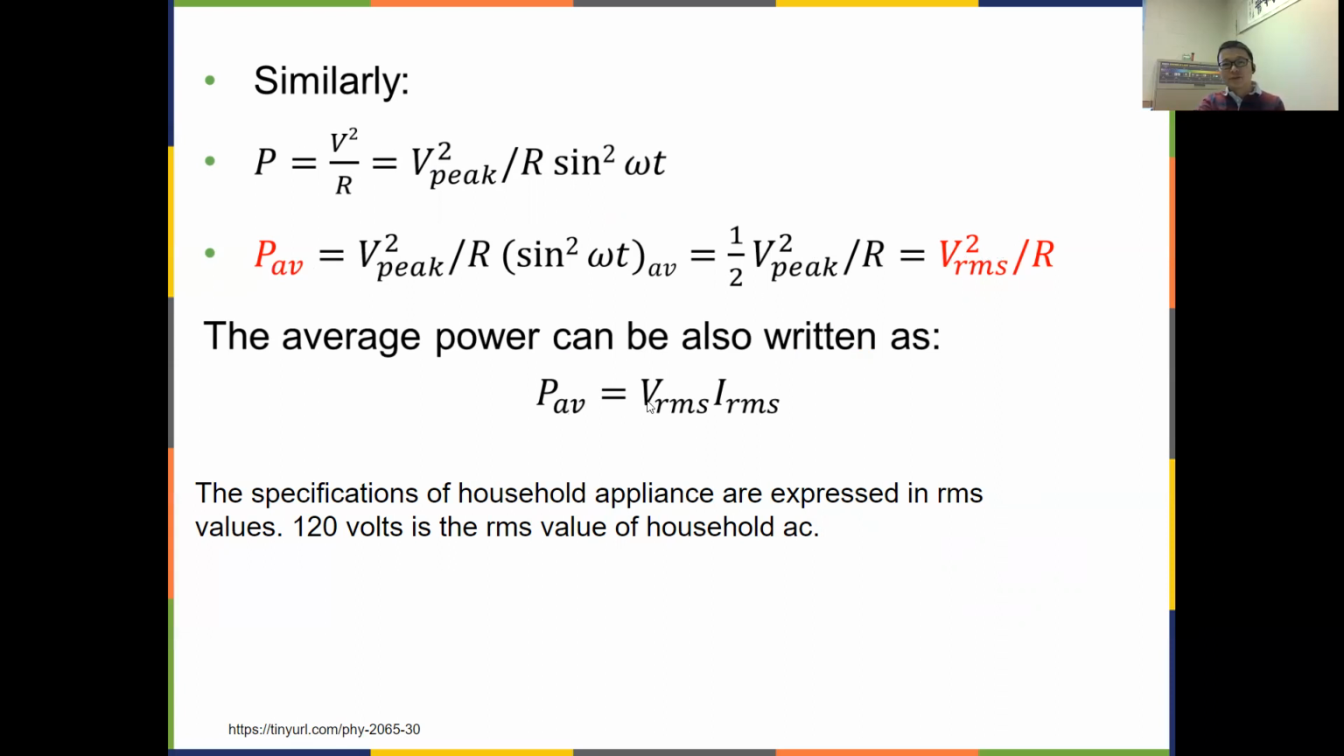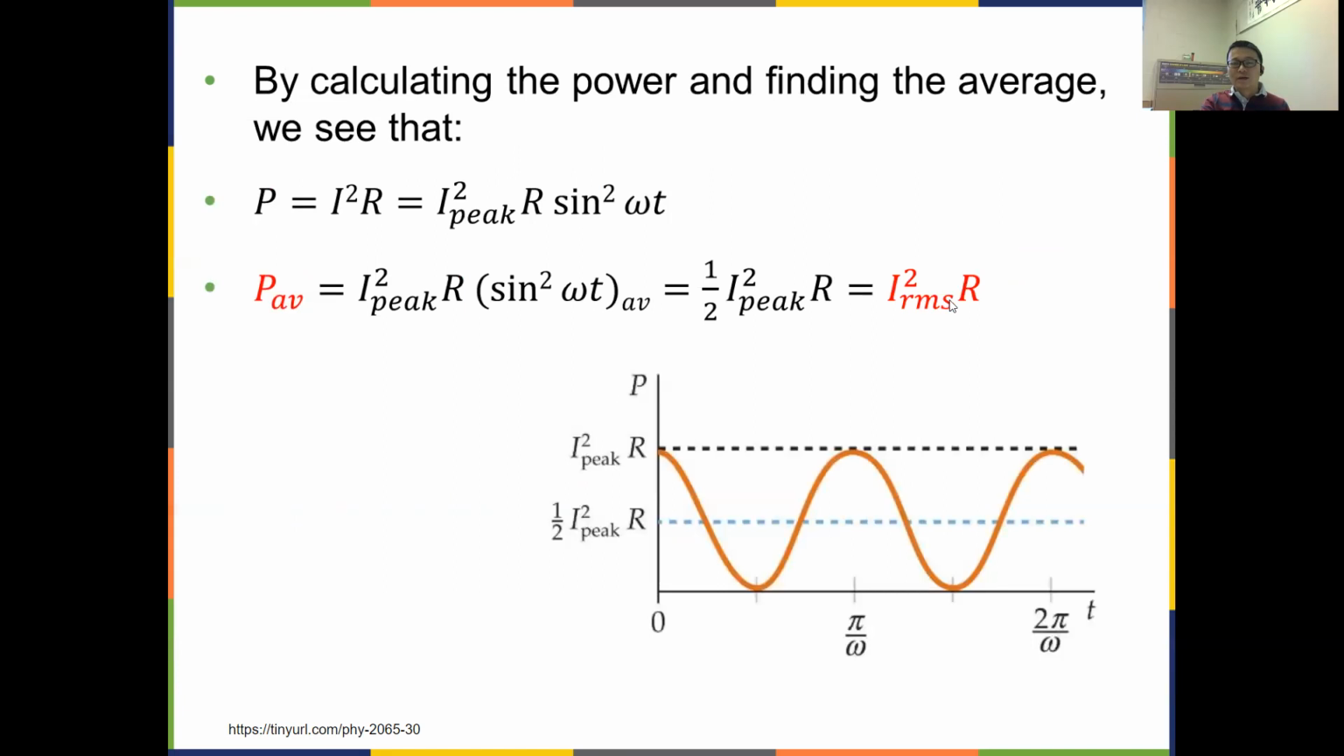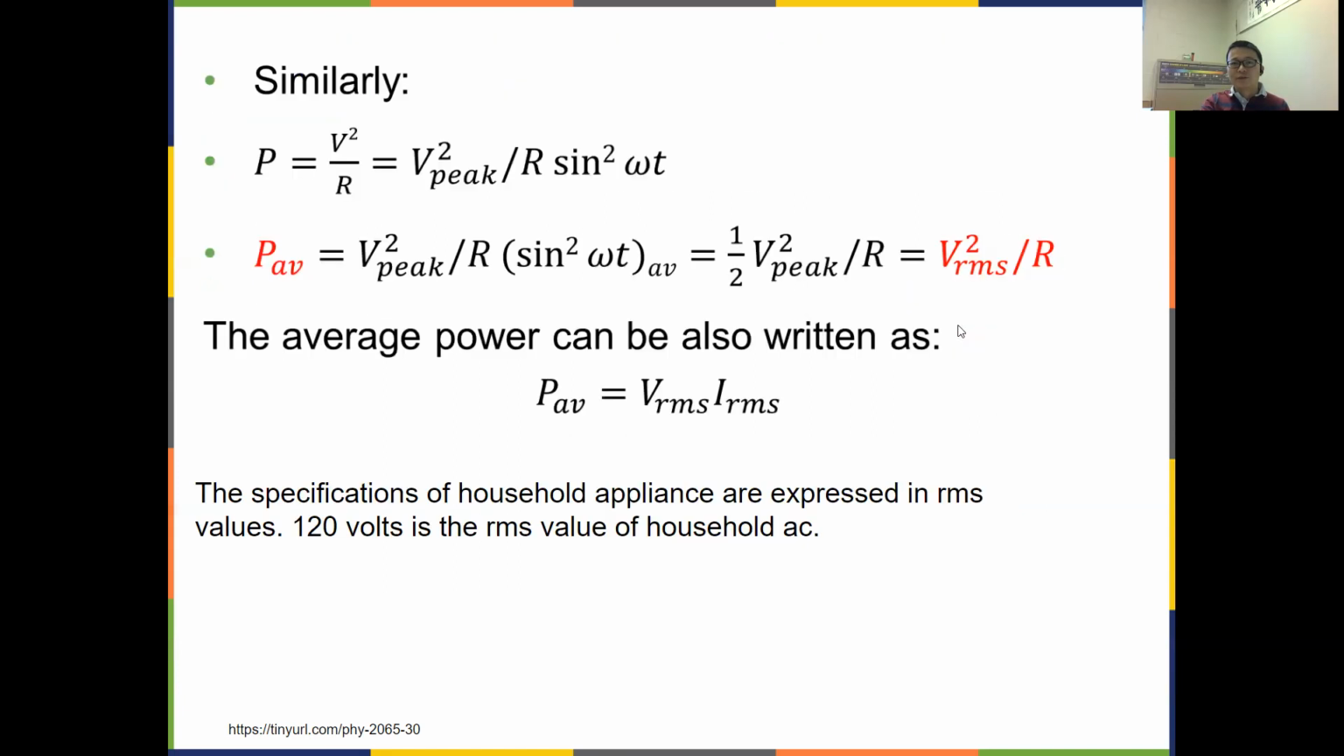You can also use V RMS times I RMS. You can do the same thing with V peak sine omega t times I peak sine omega t. In that sense, similarly, you can prove that it's equal to V RMS times I RMS. So either way, P average is going to be equal to V RMS times I RMS, or V RMS squared over R, or I RMS squared over R. Okay, so again, those are similar terms.